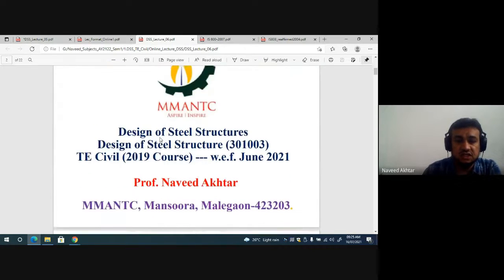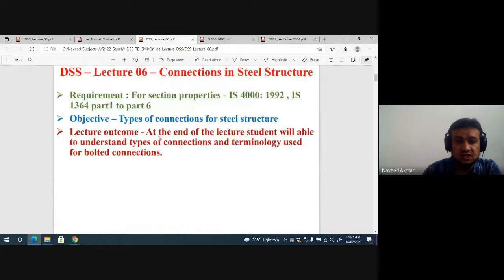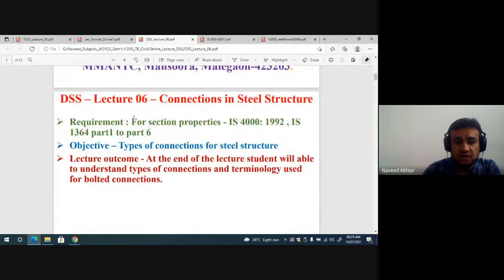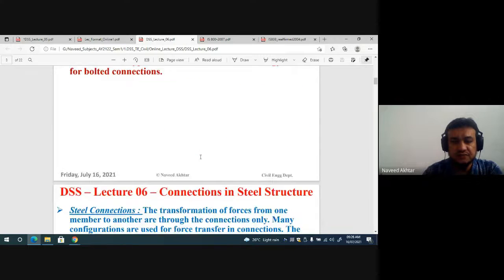The lecture outcome of lecture number 6 is the requirement of section properties, IS 4019 part 1 and 6, which we have already covered. The objective is the types of connection for steel structures. At the end of lecture 6, the student will be able to understand the types of connection and the terminology used for welded connections.